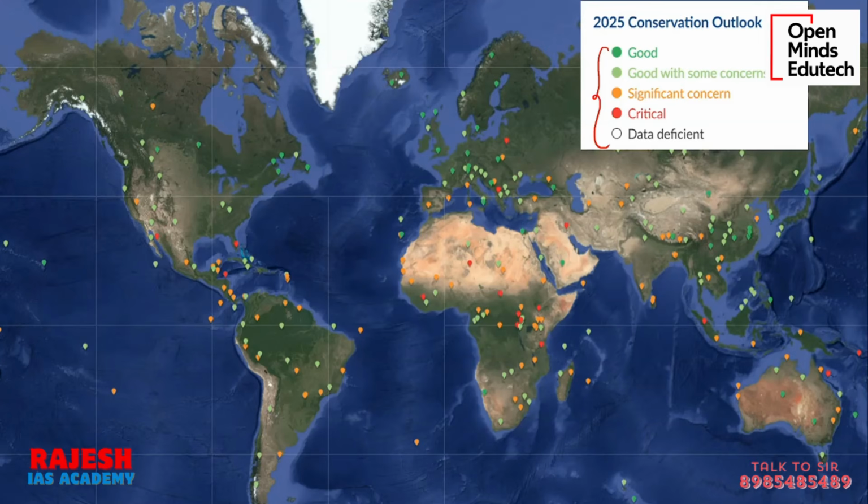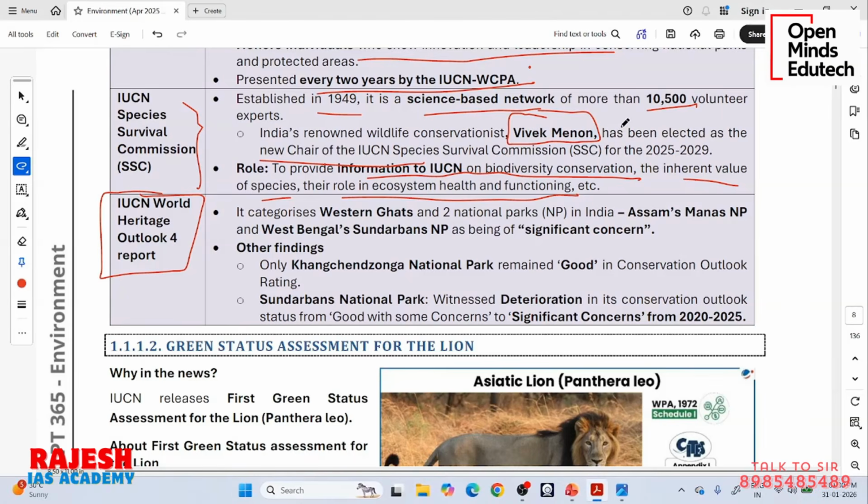So this commission of IUCN categorizes these heritage sites in this way, and now they are saying Western Ghats in India and two other parks, Manas National Park in Assam and Sundarbans National Park in West Bengal. Western Ghats in South India touch Kerala, Karnataka, Tamil Nadu, Maharashtra, Gujarat, etc. These Western Ghats, Sundarbans National Park, Manas National Park are given the status of significant concern in this World Heritage Outlook. Then Kanchenjunga National Park in Sikkim remained good.